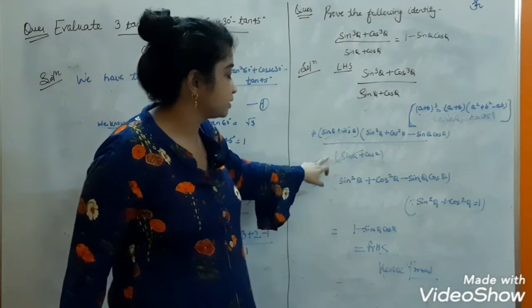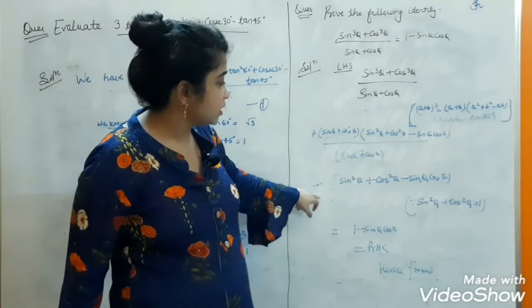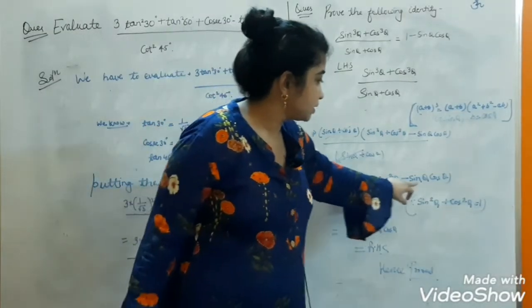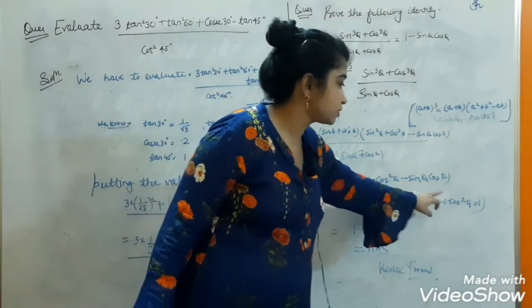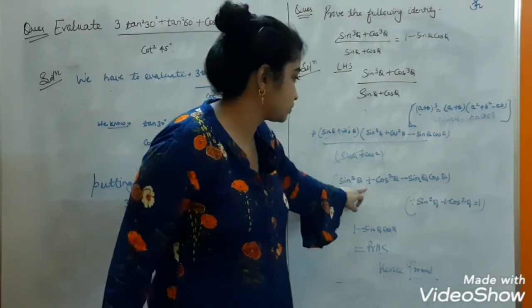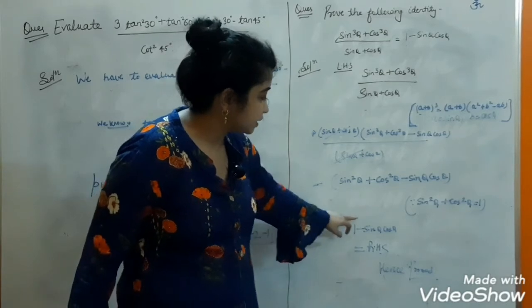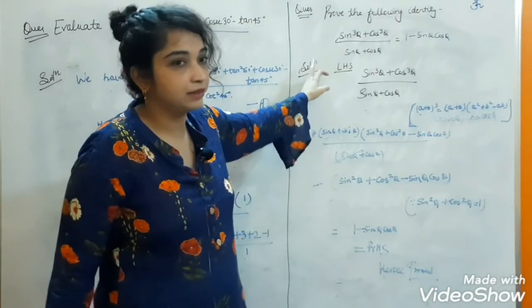sin theta plus cos theta से sin theta plus cos theta कैंसिल आउट हो जाएगा. हमारे पास क्या बचेगा? sin square theta plus cos square theta minus sin theta cos theta. And we know the identity sin square theta plus cos square theta is equal to 1. Putting the value of sin square theta plus cos square theta in this equation, it will be equal to 1 minus sin theta into cos theta, which is equal to right hand side of the given identity, hence proved.